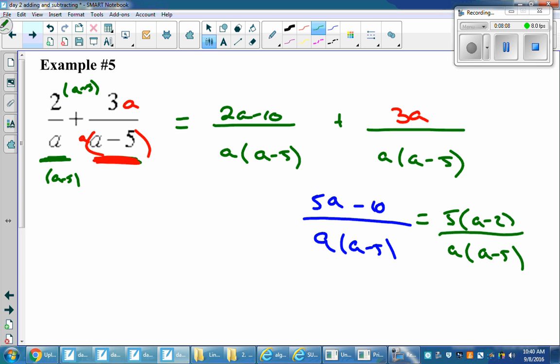Now, I'm always going to look to reduce. Sometimes I can and sometimes I can't. In this case, I cannot. Please remember, you have to cancel an entire binomial, not the little parts. So that would be my answer.